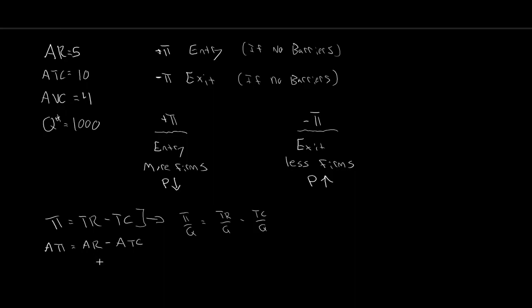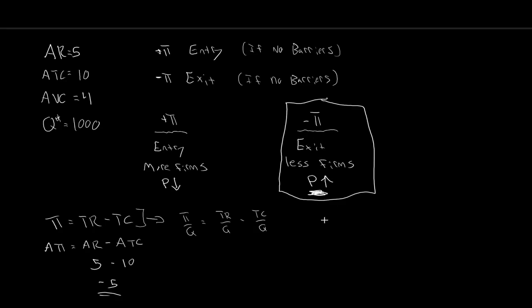In this case now I just have averages for everything. I have an average revenue, that's 5. I have an average total cost, that's 10. 5 minus 10 gives me negative 5. I have negative profit. I'm over in this realm. Negative profit means that I'm going to have exiting of firms. Firms will be leaving. Fewer firms mean that I would expect the prices to begin to rise. So a little bit going on there.